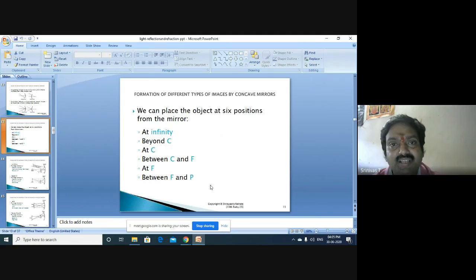Exactly if the object is at the center of curvature, that is the third case that we have to see. The fourth one is between the center of curvature and the principal focus. Next, the fifth one is if the object is exactly at the principal focus, where the image is going to be formed. And finally, we see between the focus and the pole, where exactly the image is going to be formed. So these things we are going to study in detail.